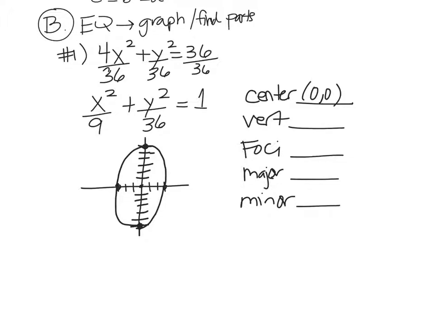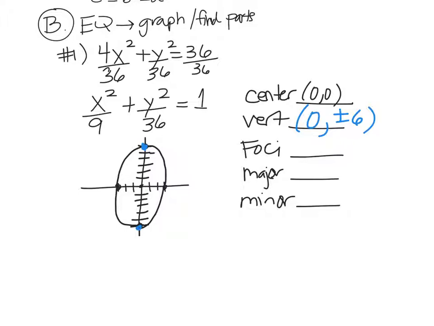The vertices are the ones farther away from the center, and those vertices, I just put them in blue, are right there, and you can write them like this. They're at 0 plus or minus 6. Do not switch those, do not get those mixed up, okay? There's an x coordinate and a y coordinate. It's very important that you don't mix those up.